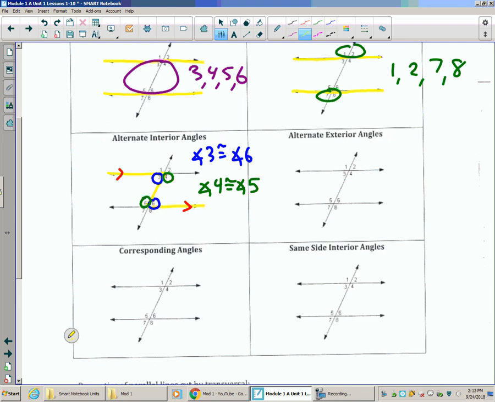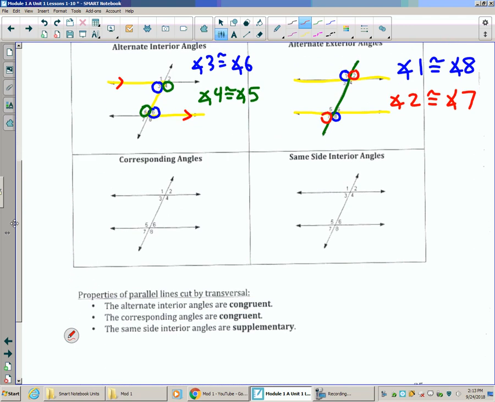Same thing happens here for alternate exterior angles. If I look at my two parallel lines here, and I pick one angle on the outside, if I pick the angle in the opposite corner of the picture, which would be angle 8 here, on the opposite side of this transversal, those two would be our pair of alternate exterior angles, which are also congruent. And for the same reason, angle 2 and angle 7 is another pair of alternate exterior angles.